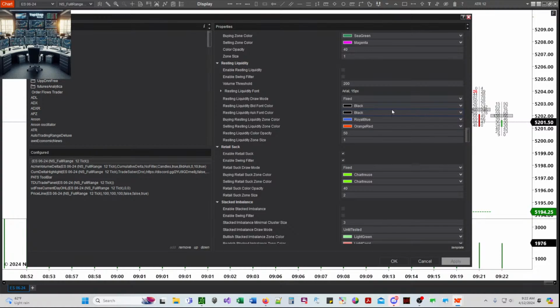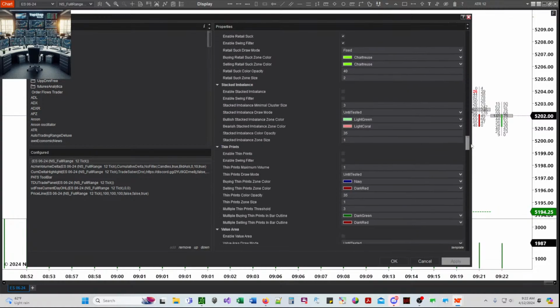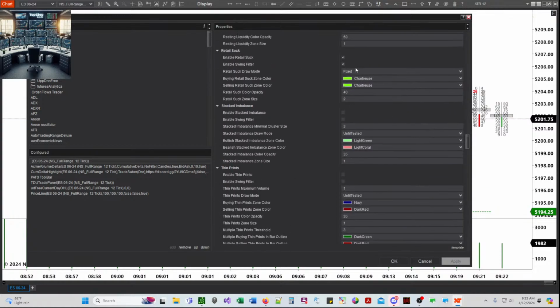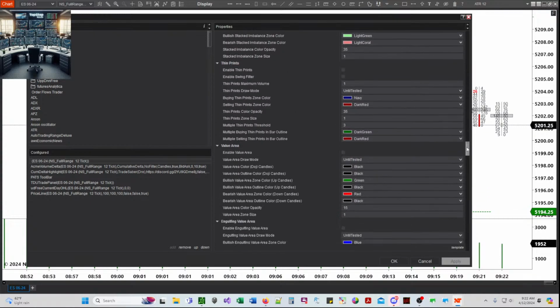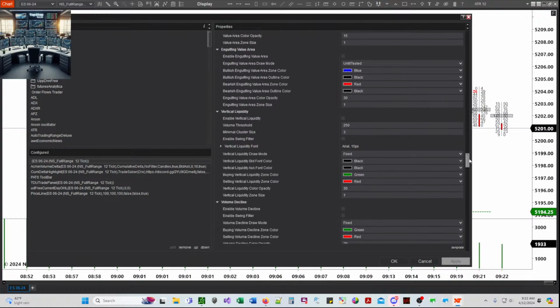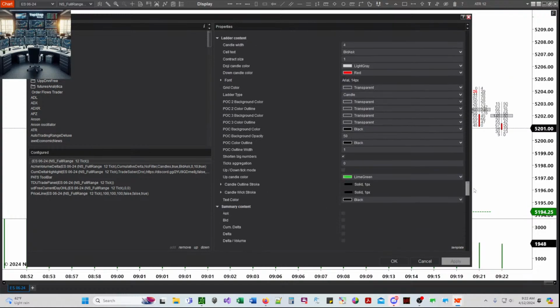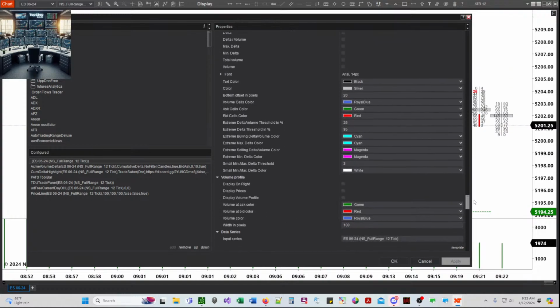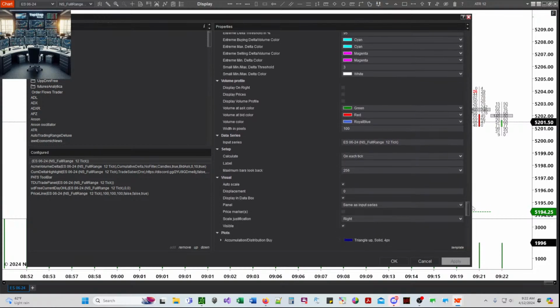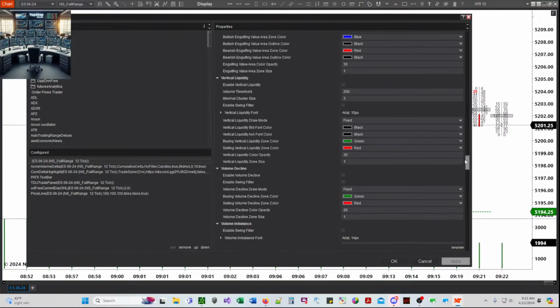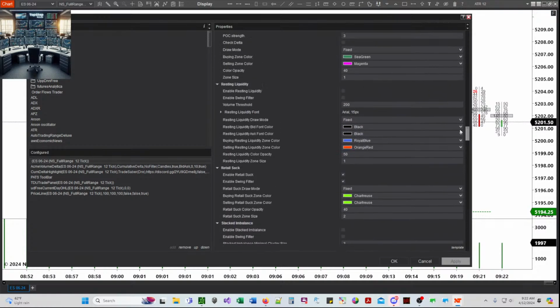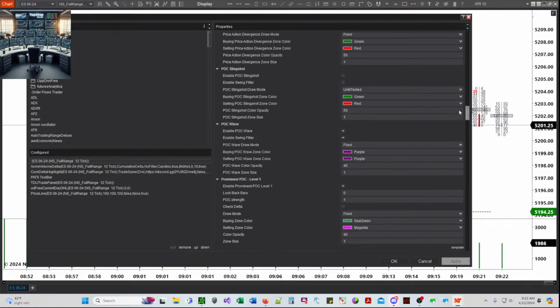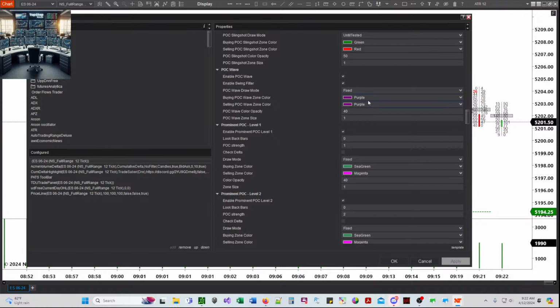I got the prominent POCs. He has Retail Sucks, I have that signal checked. I have the ratios checked, and the POC wave checked. Let me see, where's the POC wave? I think the POC wave is right above the prominent. Yeah, POC wave checked.